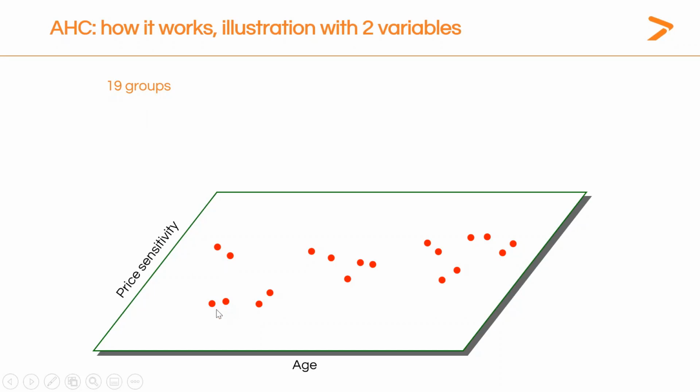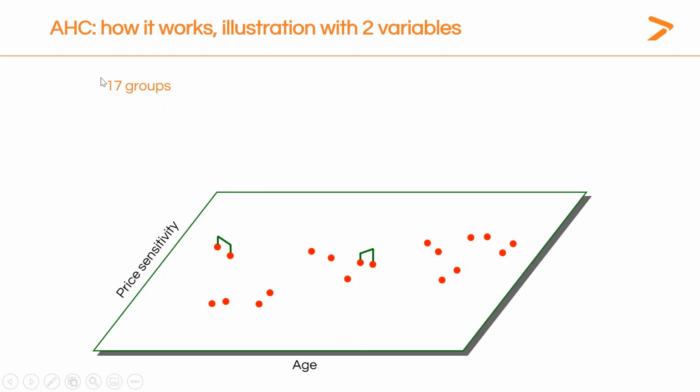AHC will first compute all the pairwise distances between the individuals or the groups, and it will cluster the 2 closest groups, so the 2 groups which are separated by the minimal distance, into the same group. So these 2 points, these 2 consumers, were clustered inside one single group. Then again, we switch from 19 groups to 18 groups, all the pairwise distances between the groups are computed again, and AHC will cluster the 2 closest groups once again.